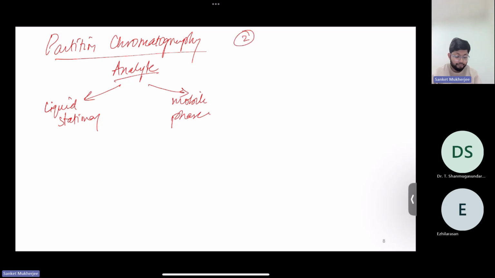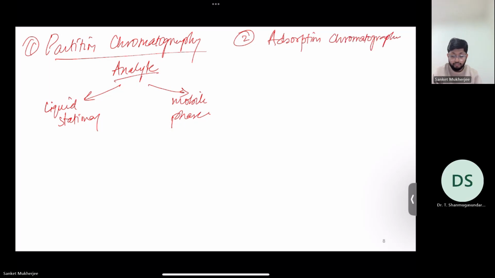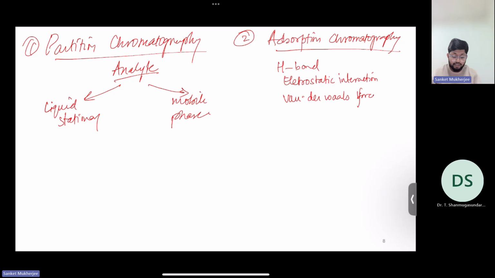Similarly, we have adsorption chromatography. What happens in adsorption chromatography? Essentially, a matrix can hold analyte on surface through mutual interaction due to different types of forces. These forces could be hydrogen bond, they could be electrostatic interaction, they could be van der Waals force, something like that. So examples of adsorption chromatography are like ion exchange chromatography. Then there is hydrophobic interaction chromatography, affinity chromatography. So they are all based on the principle of some sort of interaction between the analyte and the matrix.